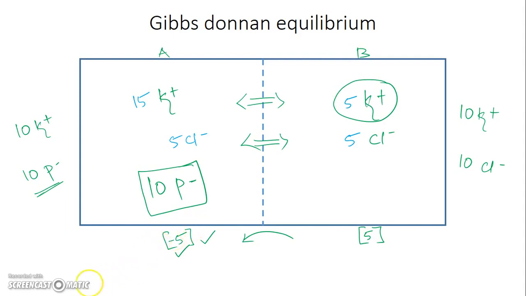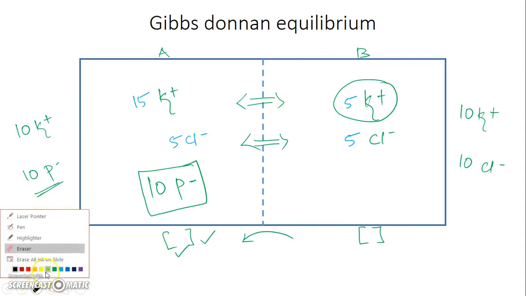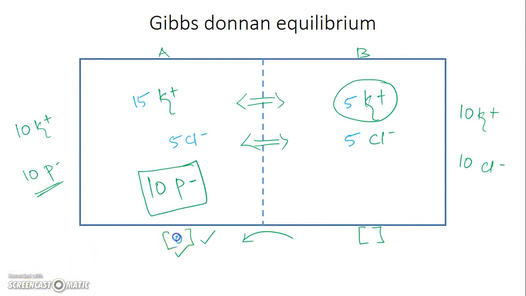At this point we have the charges in electrical equilibrium. On both sides the number of charges is now 0: 15 positive and 15 negative, so the net charge is 0. Here 5 positive and 5 negative, and the net charge is 0. And the protein is not going to move over there, it's impermeable.